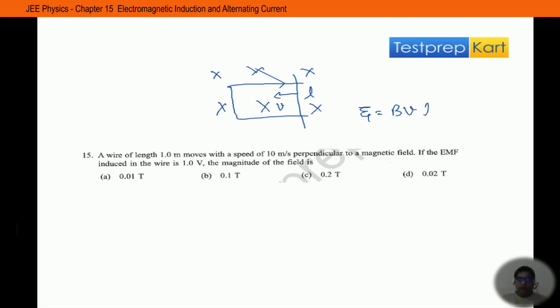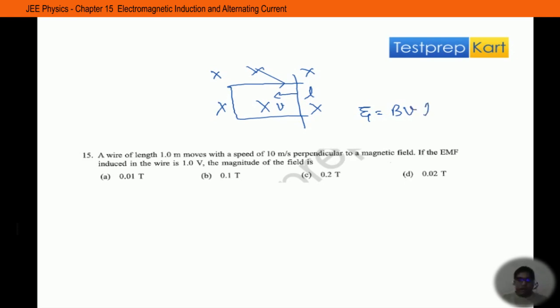Okay, that if there is a frame and it is placed in a magnetic field like this, okay, and a wire of length L is moving with certain velocity v. Then by applying simple concept of induced EMF and change in flux, E equals B into V into L, which is called motional EMF.